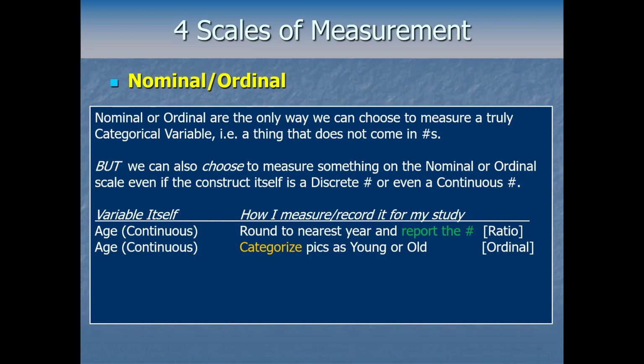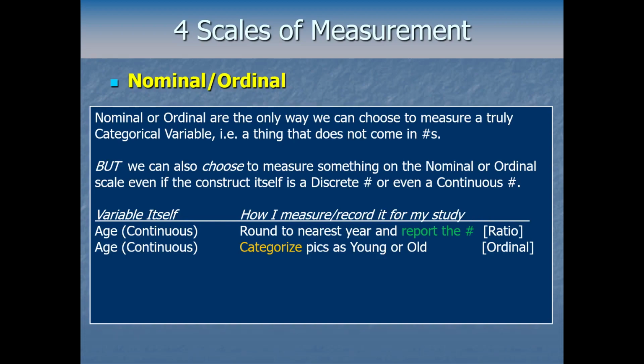That's on the ratio scale, right? It still has a 0 point, and I'm still applying a number to it, and those numbers are equidistant. Like 67 is 2 years away from 69, and 47 is 2 years away from 49, and 22 is 2 years away from 24, right? Equal steps. But in a different study that's looking at age, someone might measure age in a different way.